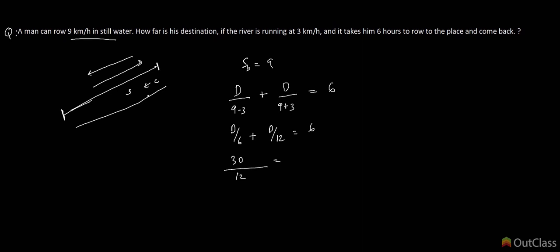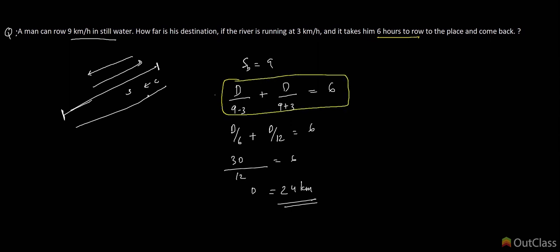3d is equal to 6. That's d by 4 is equal to 6. D is equal to 24 kilometers. That's a straightforward equation based approach. What is given to us is total time is 6 hours. That's the sensible way to frame an equation. And then you solve with as few variables as possible. Just assume the distance, nothing else is required. One equation, one variable, you can solve this.